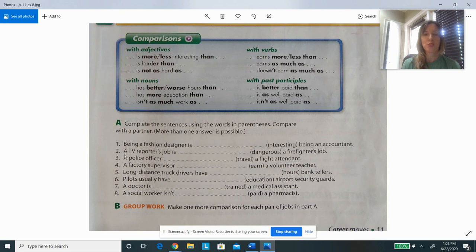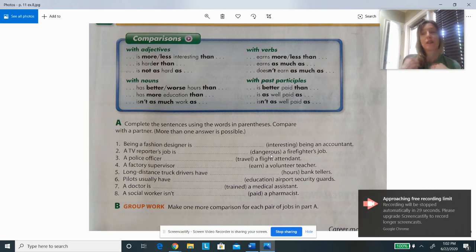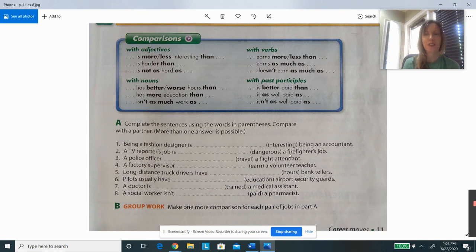Second, number 2, a TV reporter's job is, look, we're using another adjective, dangerous. 3 syllables again. You're going to use more or less with your adjective. A TV reporter's job is less dangerous than a firefighter's job. One more. A police officer, travel, a flight attendant. We're talking about verbs. I'm going to say a police officer travels less than a flight attendant.